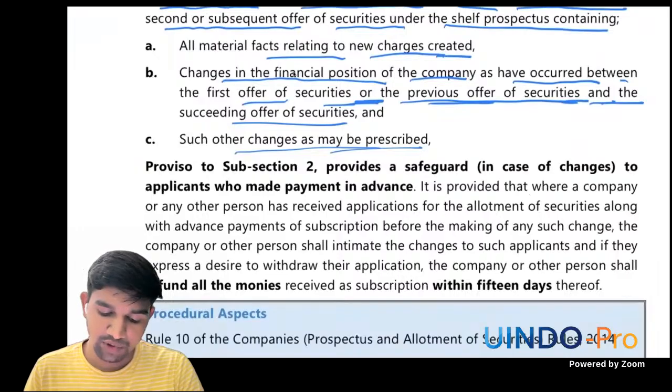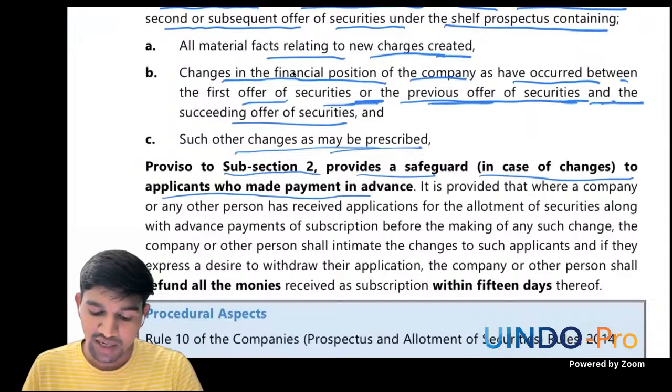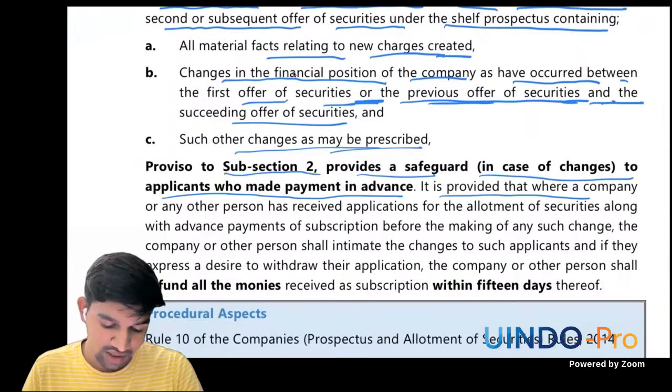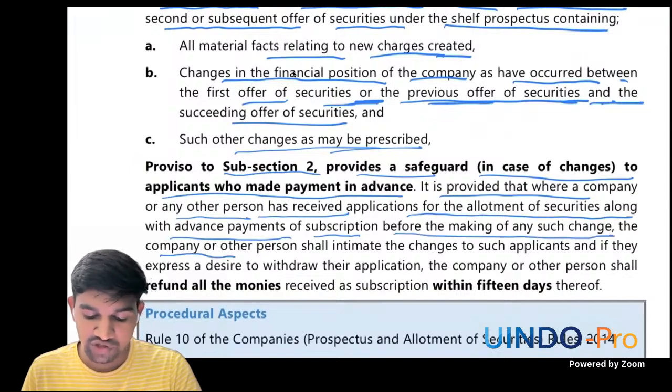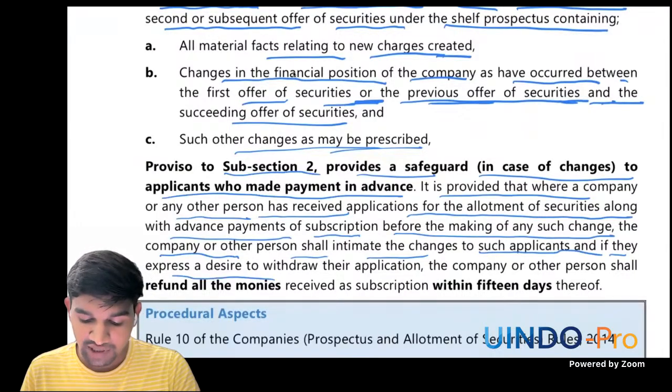The proviso to subsection 2 provides a safeguard in case of changes to applicants who make the payment in advance. It is provided that where a company or any other person has received applications for the allotment of securities along with the advance payments of the subscription before the making of any such change, the company or the other person shall intimate the changes to such applicants, and if they express a desire to withdraw their application, the company or the other person shall refund all the monies received as subscription within 15 days thereof.